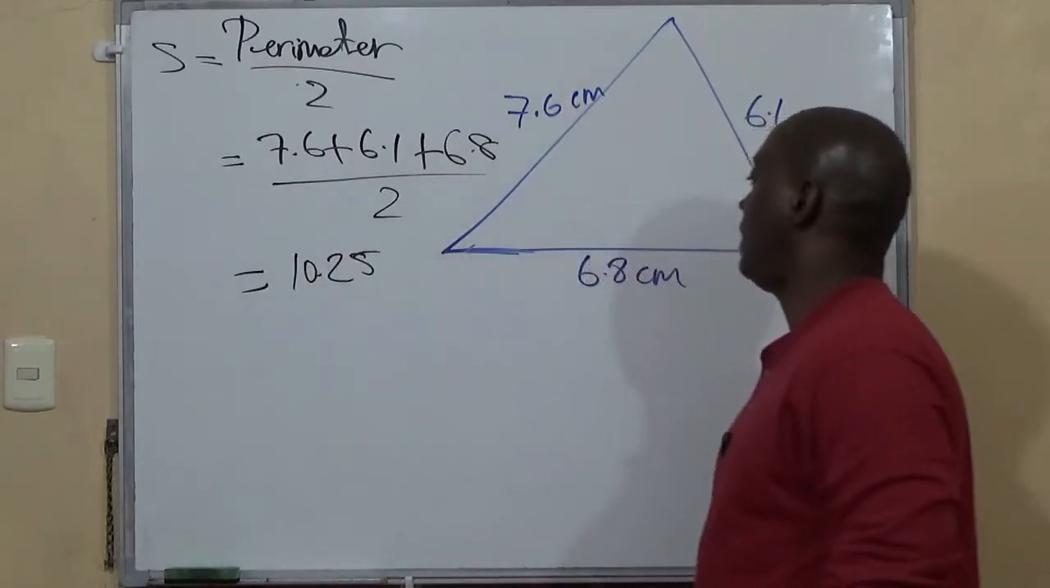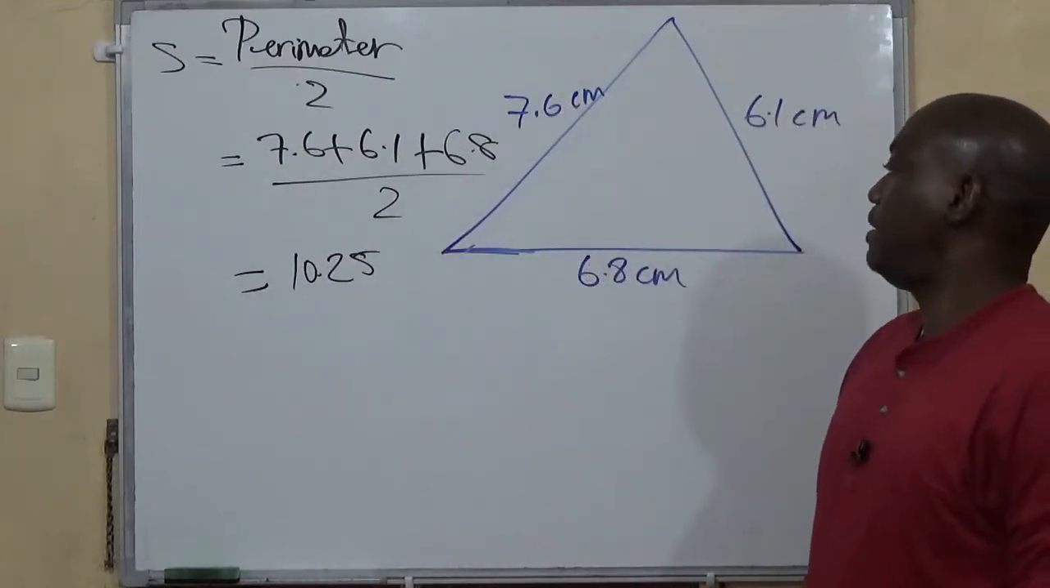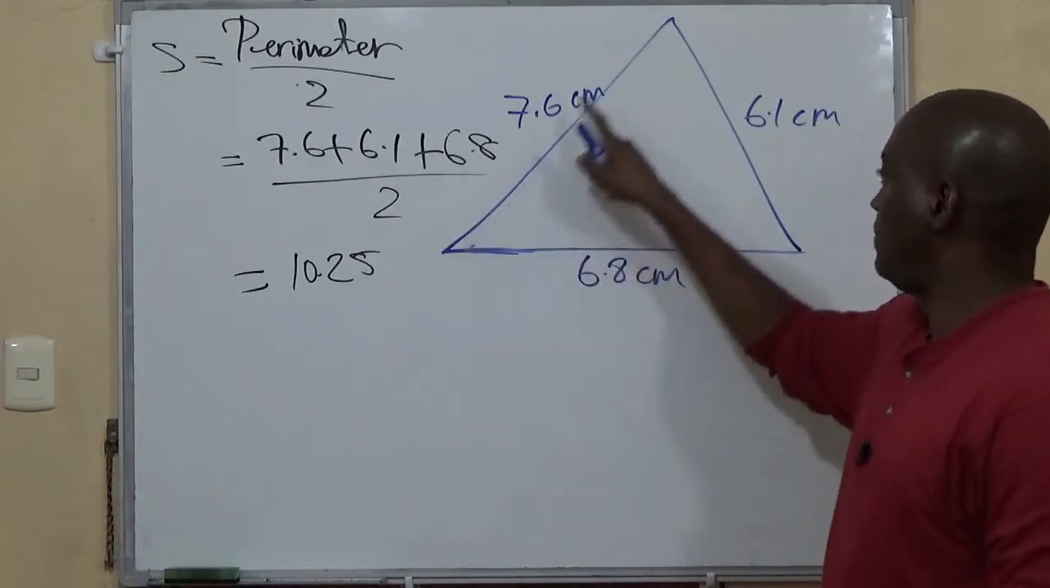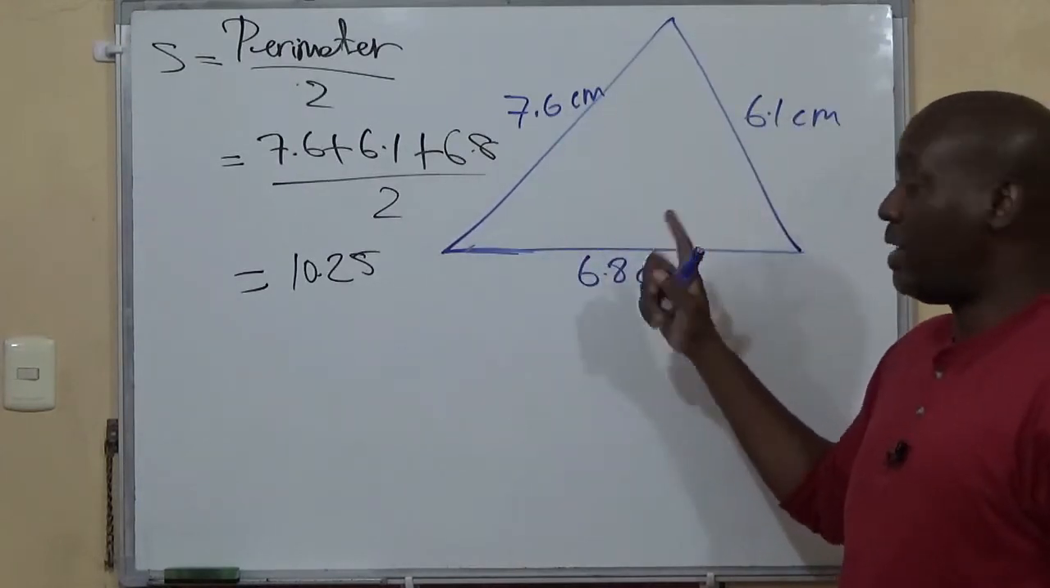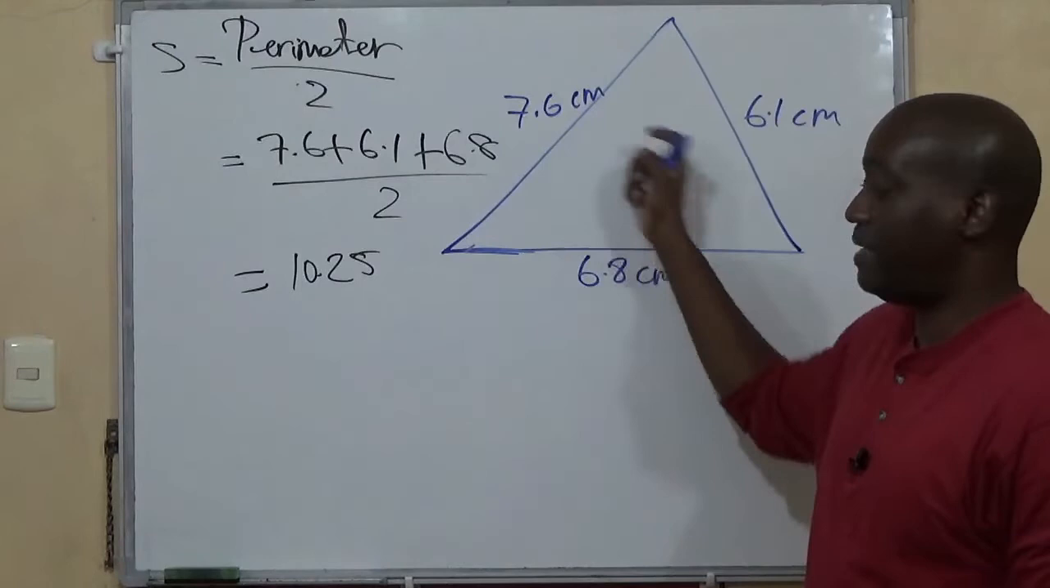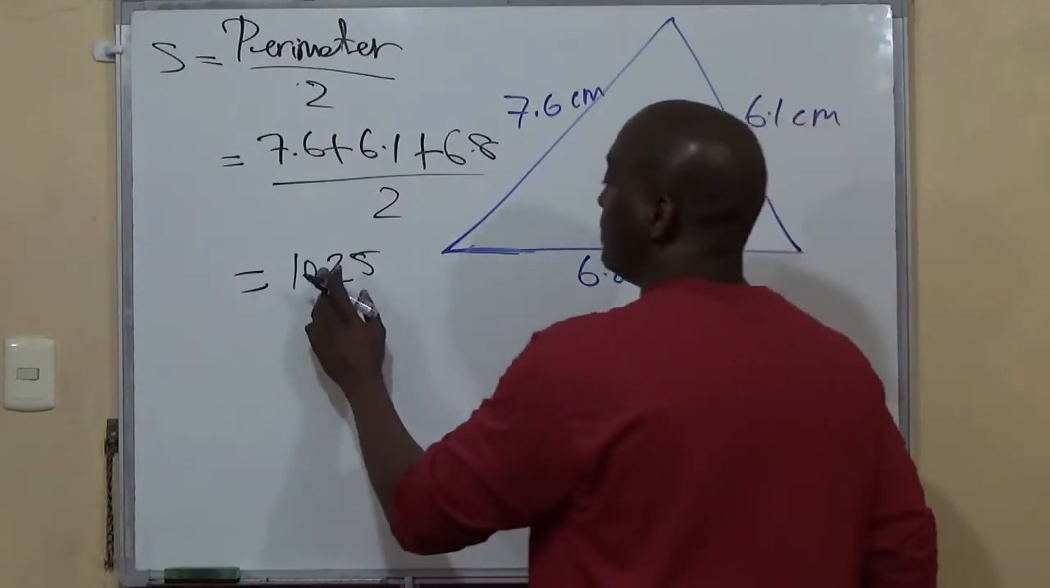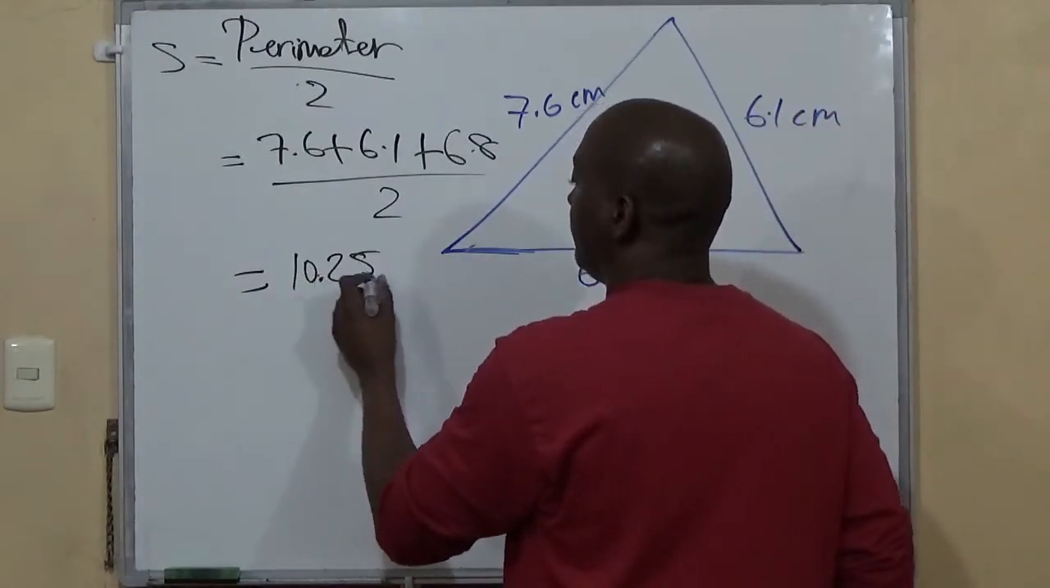All right, so S is 10.25. Now, invariably, the nature of this thing is that the S will always be greater than any of these three lengths. So you don't ever have to worry about S being less than one of these three. All right, so your S is 10.25.